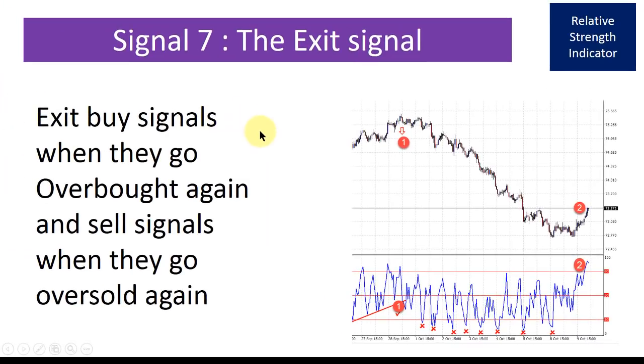Then the seventh one is the exit signal. Now, the exit signal is actually quite interesting, because it says, all right, now you get into a sell, the market starts trending, and the question is always, when do I get out of this trade? And one of the best exit techniques that you can get is if you're in a sell, you get out when it goes overbought again.